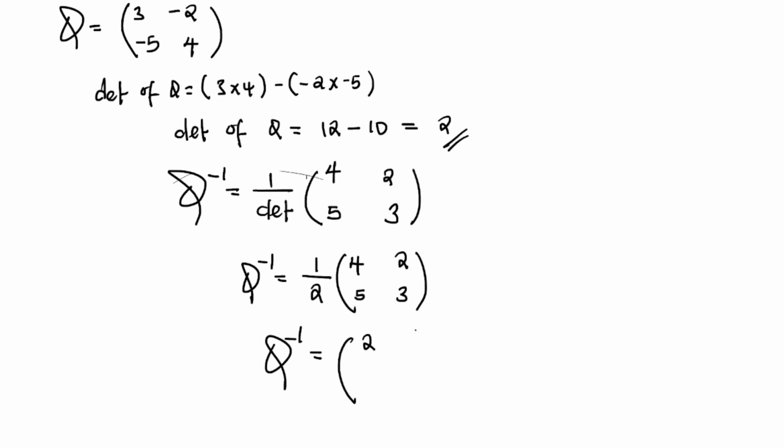1 over 2 multiplied by 2 again, that is 1. Then 1 over 2 multiplied by 5, it's 5 over 2. 1 over 2 multiplied by 3, that will be 3 over 2. And that becomes our inverse. Okay. So we can now look at an example which is coming from an examination paper.